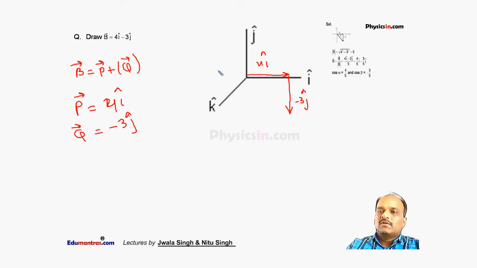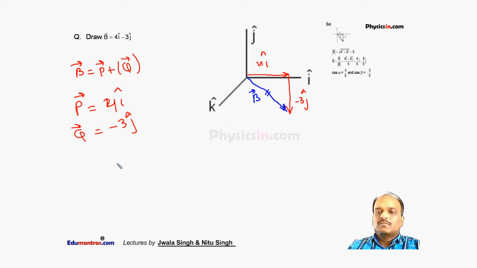Now by using triangle law, I will add these two. So I will draw a vector starting from here to here. This is vector B. It is 4 i cap minus 3 j cap. So this is vector B which is equal to 4 i cap minus 3 j cap.